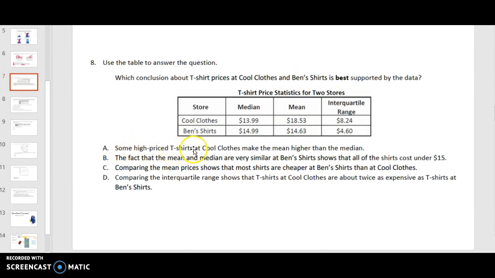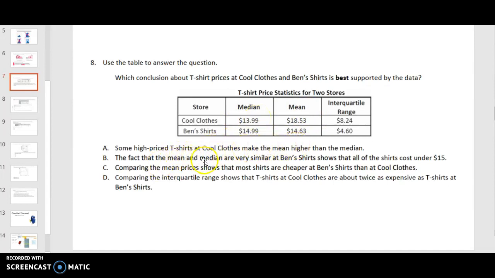Some high-priced t-shirts at Cool Clothes make the mean higher than the median. So their mean is much higher than their median. When we talk about this, some higher-priced shirts could pull the mean higher. They could have maybe one or two shirts that are very high priced to increase the mean, but it wouldn't necessarily move the median too much. So this could be true.